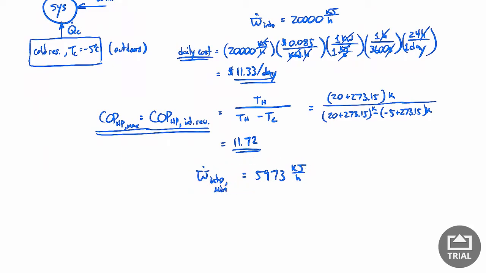And then if we want to find the daily cost for this case, we'd go through the same procedure up here, but instead of the 20,000 kilojoules per hour, we would use the 5,973. So if we do that, I'll call this the minimum daily cost. When you plug in the numbers for that, it comes out to be $3.38 per day. It's quite a bit cheaper than what we found previously, and that's because we're using the best or the highest coefficient of performance for our heat pump in this particular calculation.